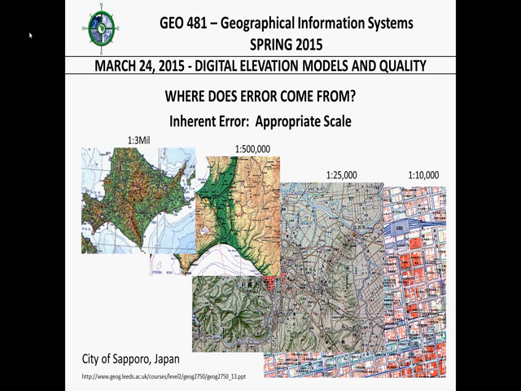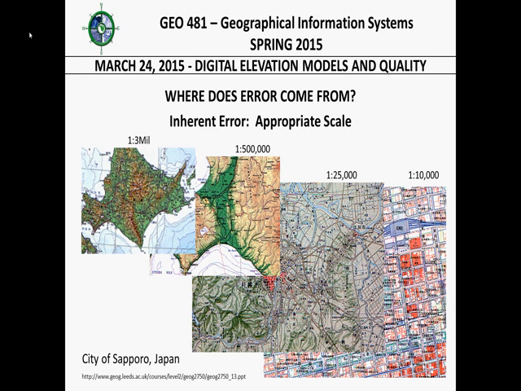So here are 4 different views of Sapporo, Japan, from 1 to 3 million, where you can see the northern island of Japan, right down to 1 to 10,000, where we can actually make out buildings. So if your project in Japan is analyzing demographic shifts or business in this section of the city, you would choose source data that was captured at this scale, not this scale. It goes back to the example of trying to pin Buffalo on the world map.